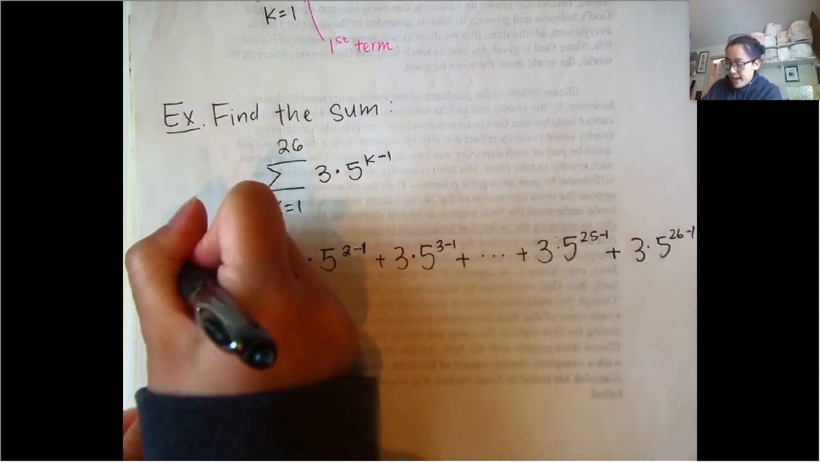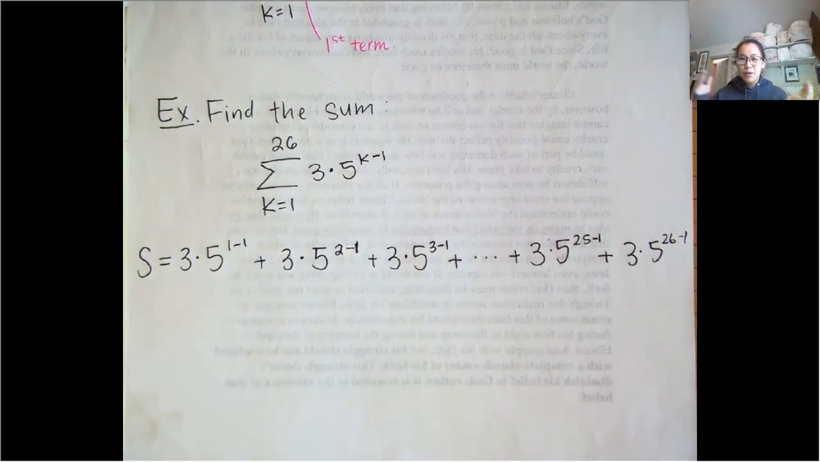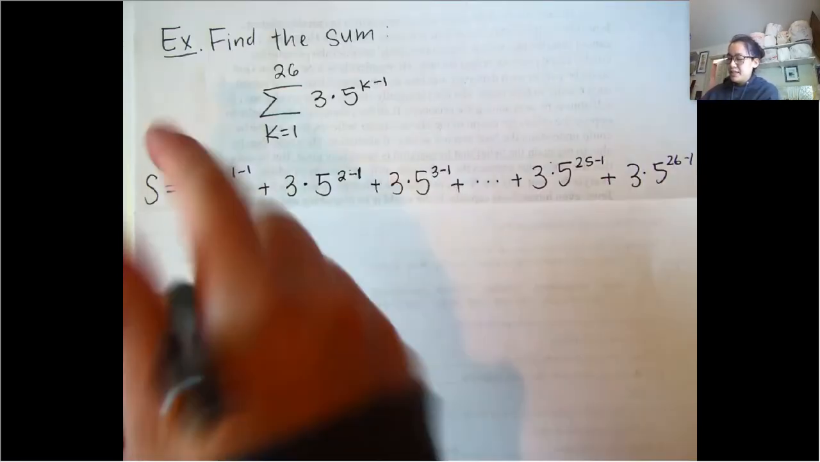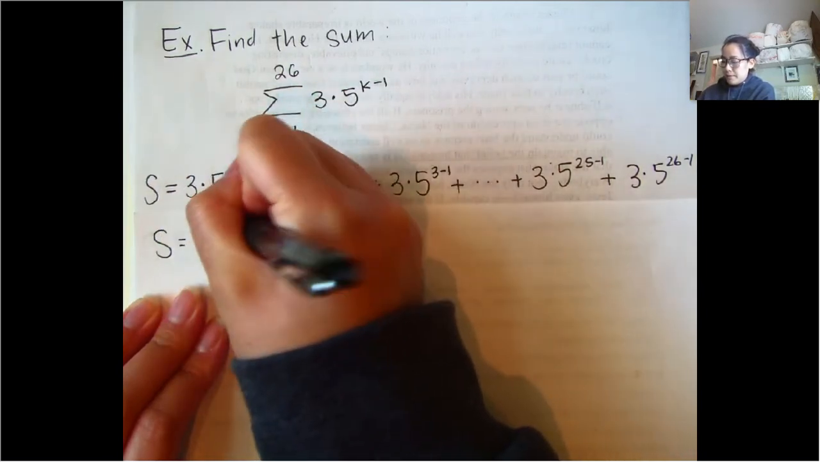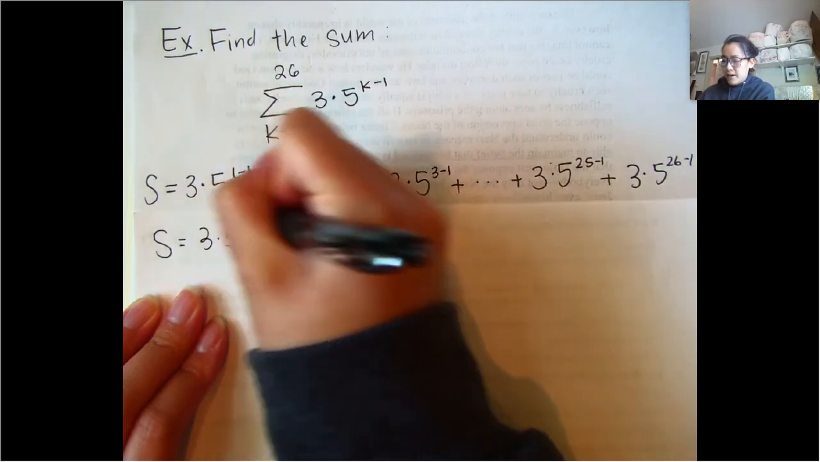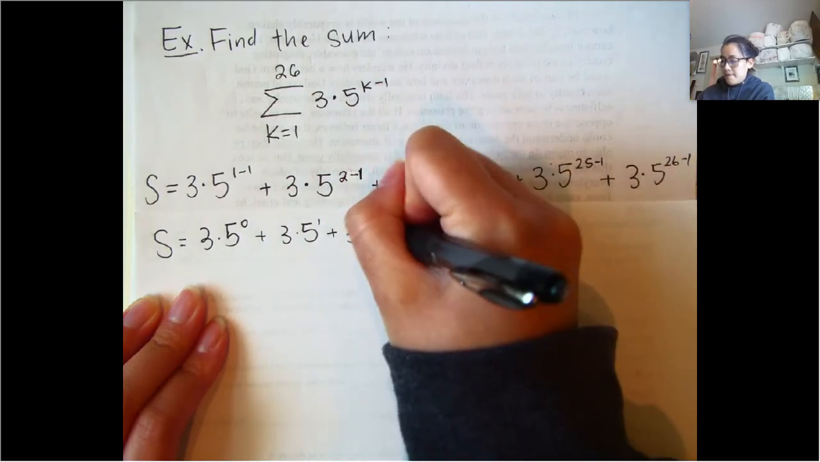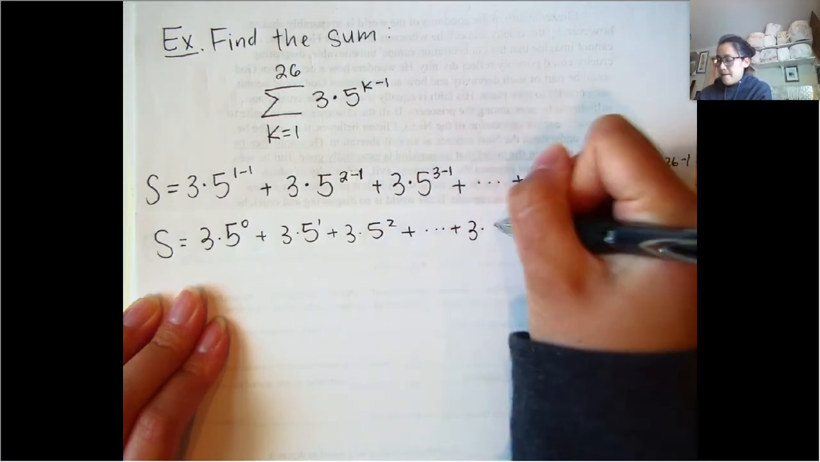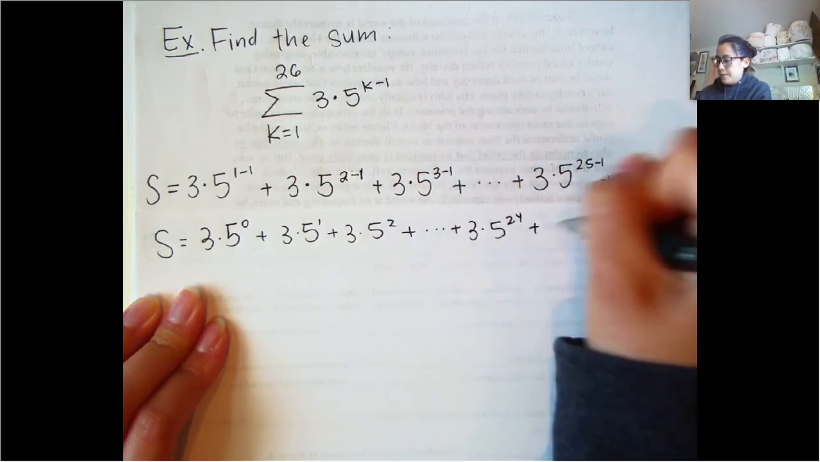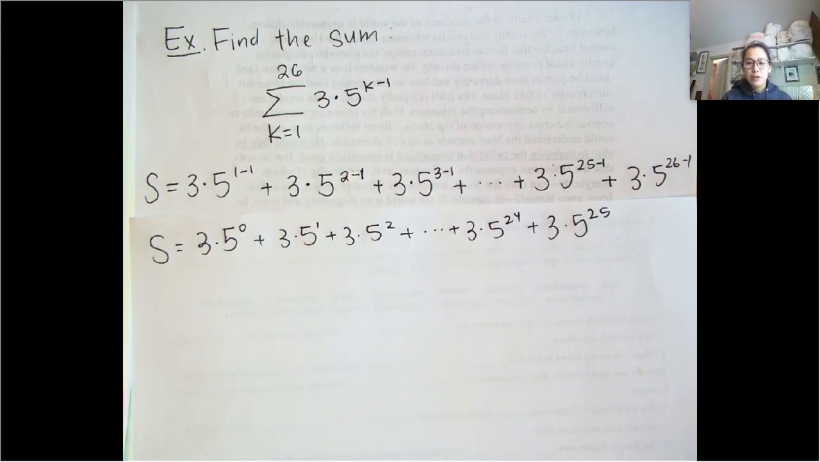I'm going to call this S. S is what we want to find at the end of all of this. Let's simplify this a little bit. 1 minus 1 is 0, so S equals 3 times 5 to the 0, plus 3 times 5 to the 1, plus 3 times 5 to the 2, plus, and so on and so forth, plus 3 times 5 to the 24th, plus 3 times 5 to the 25th.